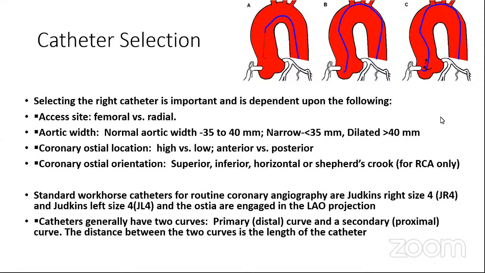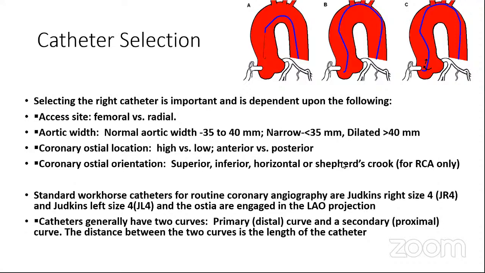Catheter selection is important and depends upon the following: access site, femoral versus radial, and the aortic width. A dilated aortic root can prove difficult and require special kinds of catheter. Also the coronary ostial locations, high versus low, anterior versus posterior, and the orientation of the coronary ostia, superior, inferior, horizontal, or a shepherd's crook for the RCA.